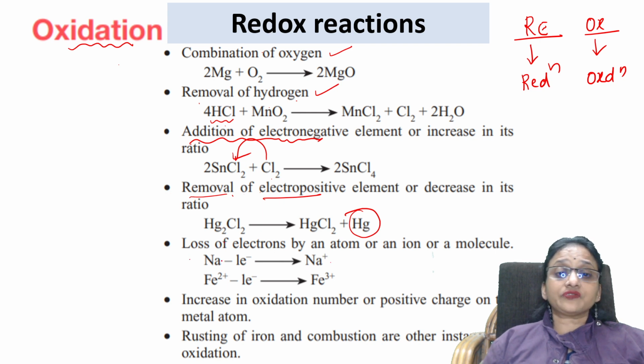Next, point number 5. Oxidation is also loss of electrons. See, sodium is losing one electron and becoming a cation. Iron is losing one electron, becoming a cation. Like that. One more definition, increase of oxidation number.